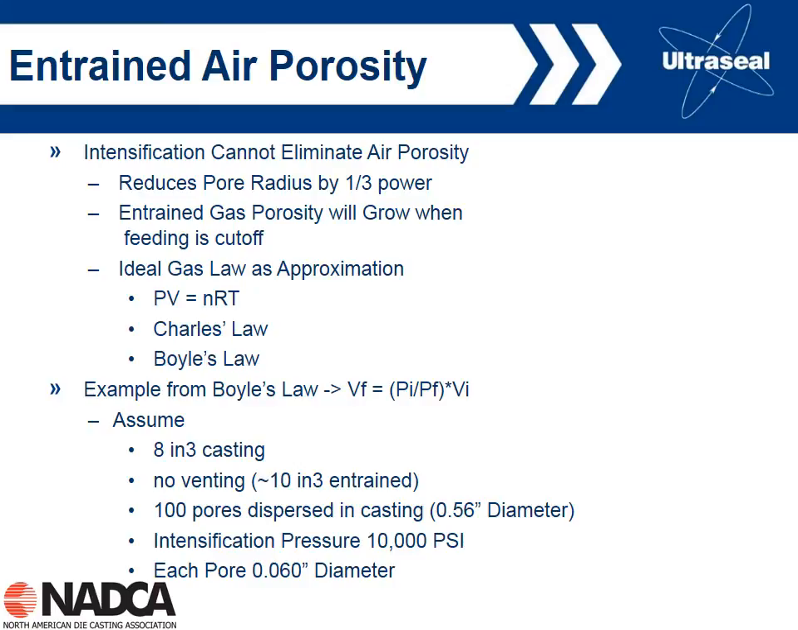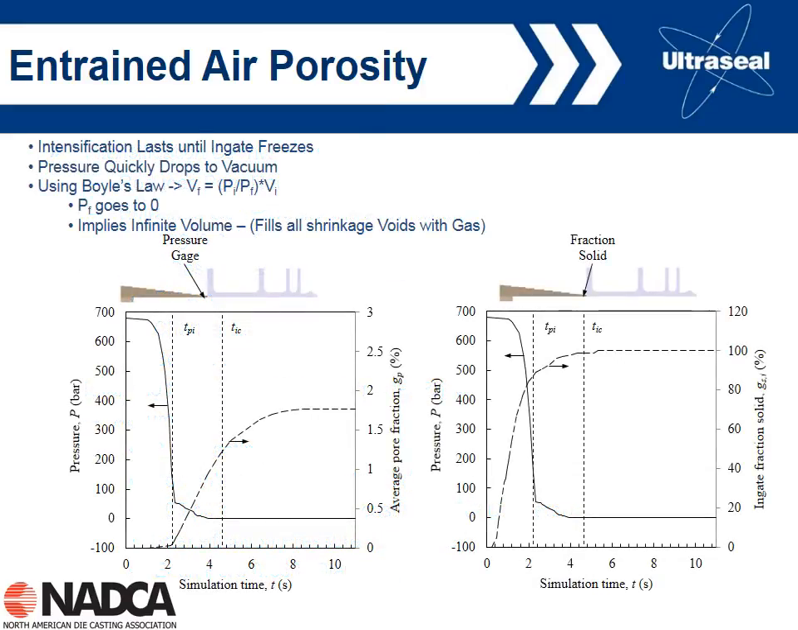We know this from die casting, but what it's saying is we can't eliminate the gas pores once they're in there, but we can shrink them down to a much smaller size. And then obviously the intensification is only going to last until the ingate freezes. In that case, the pressure is quickly going to drop down to a vacuum.